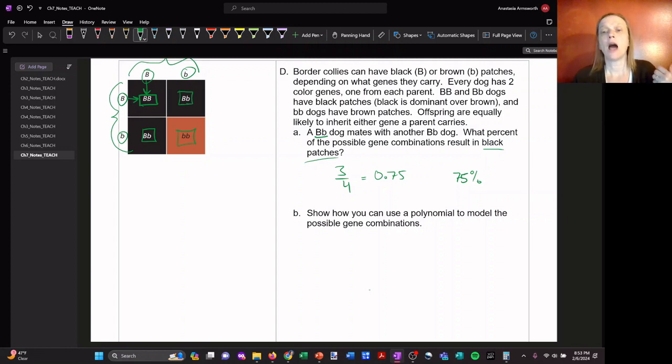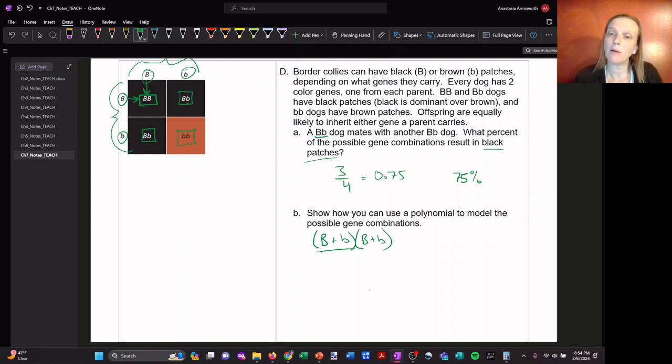Now, how can I use a polynomial to model this particular example? This is just like saying the mom has one black plus one brown gene. The dad has one black plus one brown gene. So let's multiply those together and see the possible results that we have in the offspring. And so this is a perfect square. This is going to result in a perfect square trinomial.